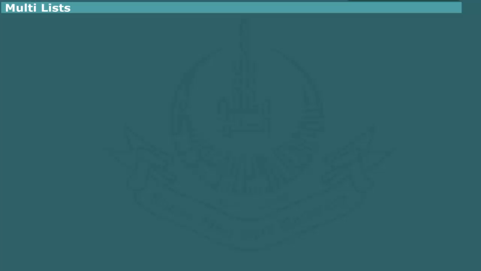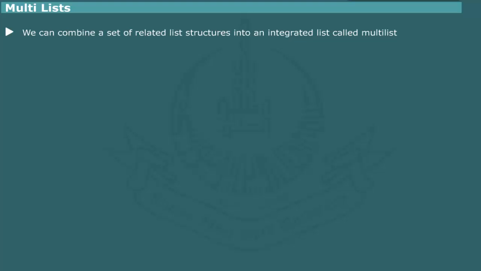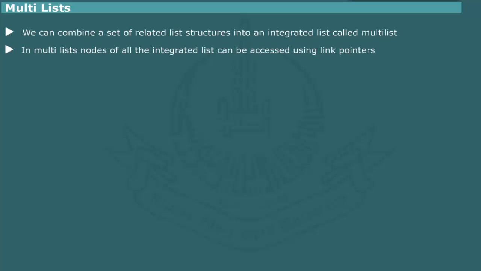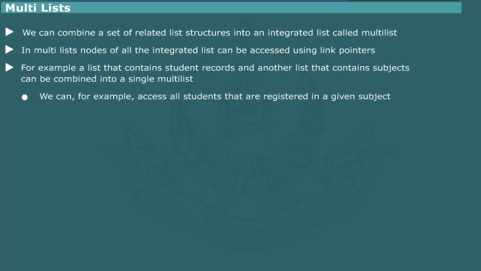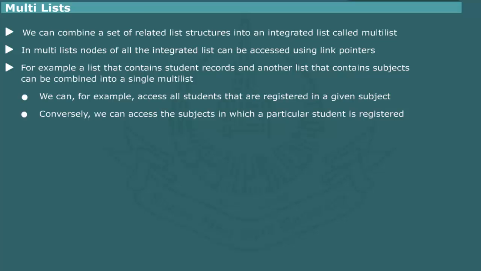Multi-list. We can combine a set of related list structures into an integrated linked list called a multi-list. In this way, we can easily access all the nodes in one list that are related to a given node in the other list. Consider, for example, a list that contains student records and another list that contains subject information. We can combine these lists into a multi-list so that we can access all the students that are registered in a given subject. Conversely, we can access the subjects in which a particular student is registered.